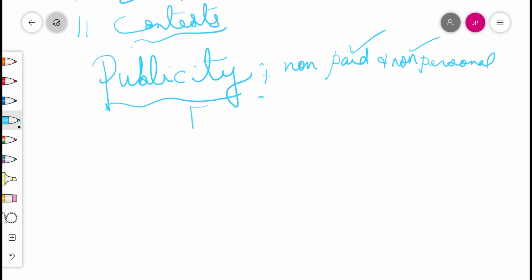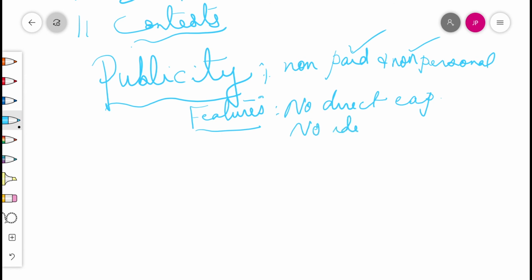What are the features of publicity? First point, publicity does not involve any direct expenditure by a firm, thus it is a non-paid form of communication. Secondly, publicity does not involve any identified sponsor since the message goes as a news item. No direct expenses, no identified sponsor. So in this context, you can identify the differences between advertising and publicity.